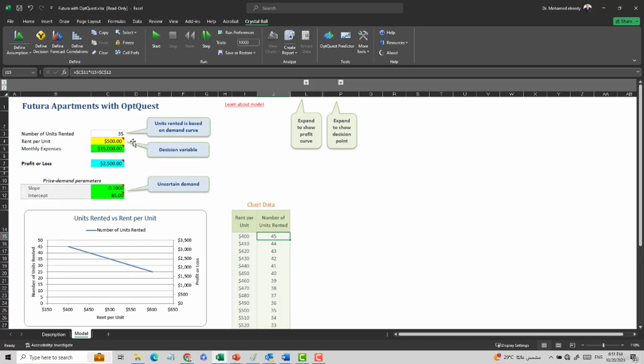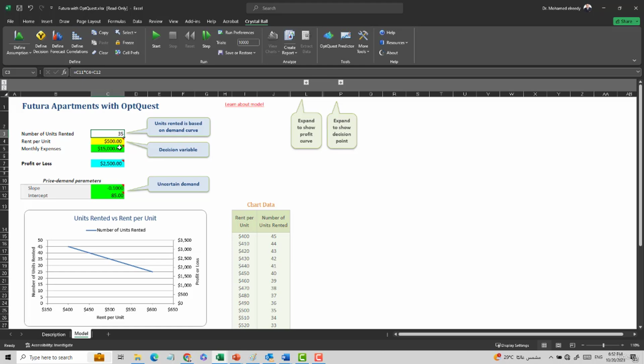Okay, here they mention the maximum, here the 35 number of units. It will be C11 slope multiplied by C4, because here C will be variables, as you can see in the green, which means variables or uncertainty or assumption. Green means assumption. Okay, yellow means decision, green means an assumption, and blue means defined forecast.